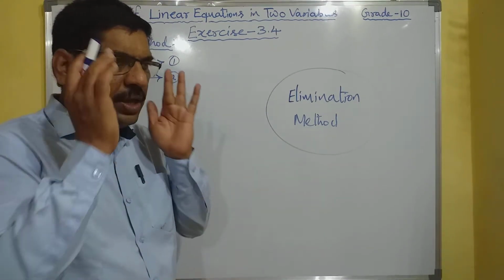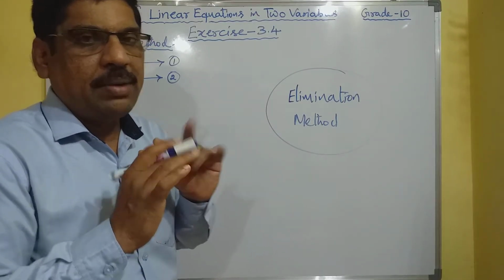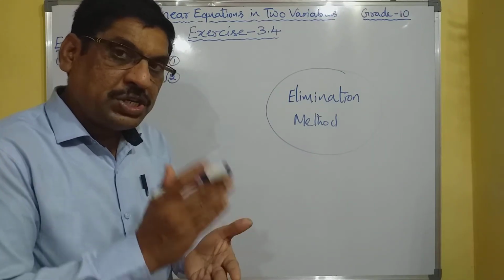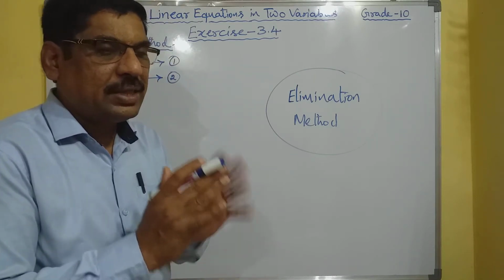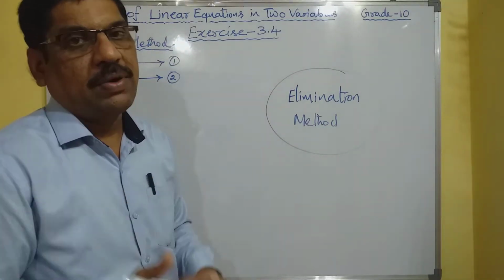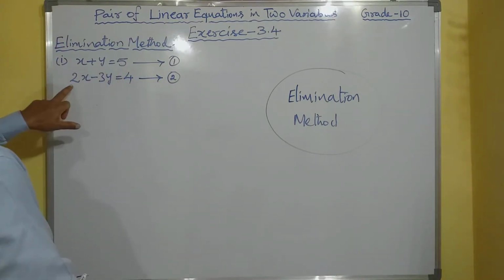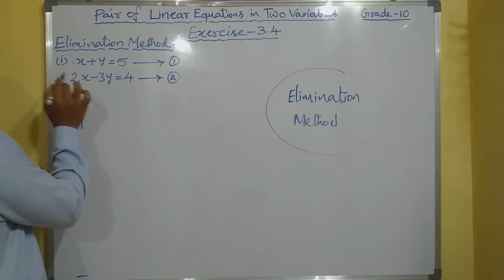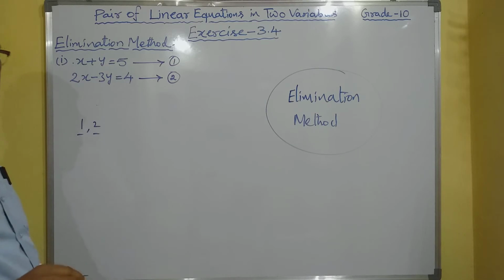Listen carefully. Whenever you have to use the elimination method, first of all, we need to check the coefficients of x and the coefficients of y. We need either the coefficients of x or the coefficients of y to be equal. Whether they are equal or not, we have to check. Here x plus y is equal to 5, 2x minus 3y is equal to 4. What is the coefficient of x? 1. What is the coefficient of x in the second equation? 2. So these two are not equal.